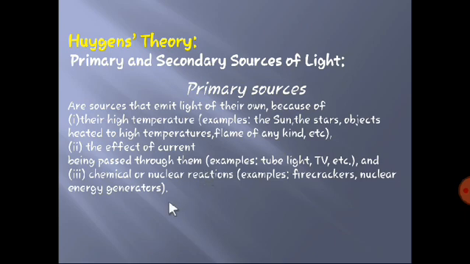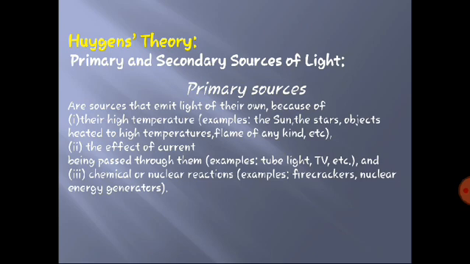And the third one is chemical or nuclear reaction. The sources which emit light due to chemical or nuclear reaction. What will those be? Firecrackers and nuclear energy generators create light by their own, but due to what? Nuclear reactions. That gives us light, along with some extra terms related to the chemical processes which happen inside them. So these all are the primary sources.